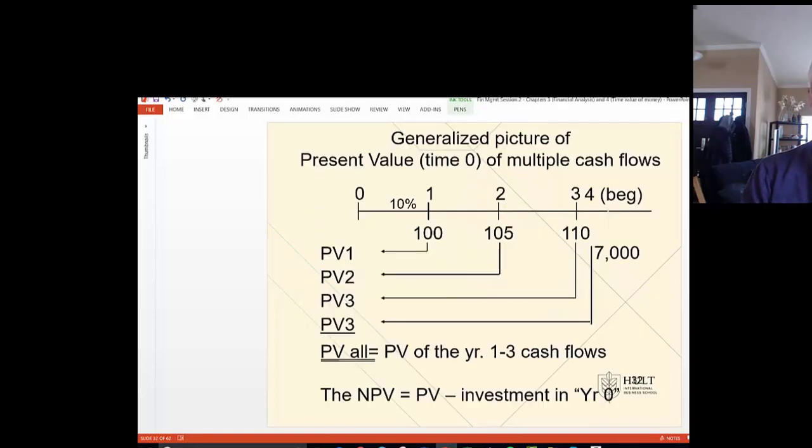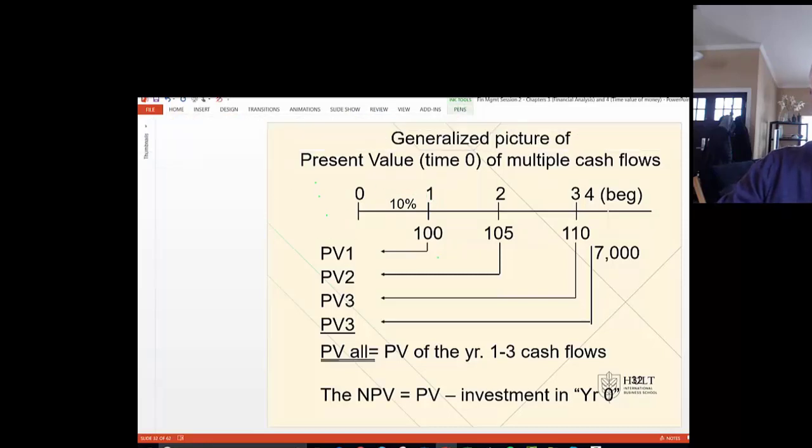Good. So next I'm going to show a picture. It's often good in time value of money problems to visualize it, and sometimes it's pretty obvious and you may want to just take a shortcut and not do it. But I find that it's worth sketching it out just to see what it looks like. So here's just a generalized picture of multiple cash flows where we are trying to figure out the present value.